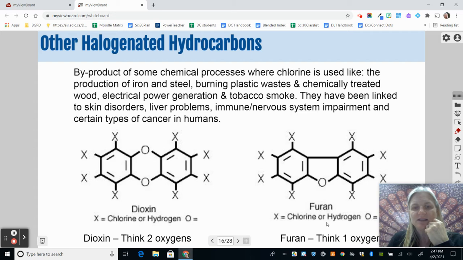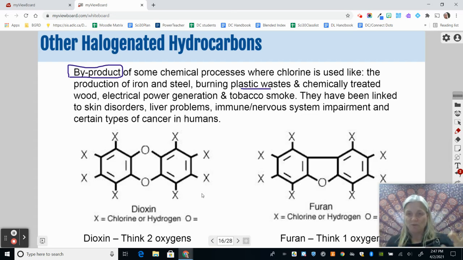So here's dioxin and furan. So these are the byproducts. We didn't really want to actually create these necessarily. When you see byproduct, they just happen as part of that chemical process, unfortunately. So in the production of iron and steel, or burning plastics, or chemically treating wood, like if we burn that, sometimes in power generation or tobacco smoke, and they've been linked to a lot of different things like skin disorders, liver problems, immune and nervous system impairment, and cancers.